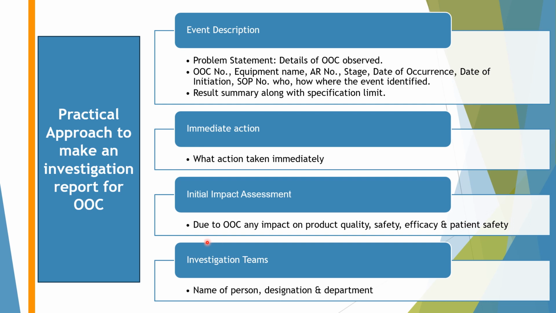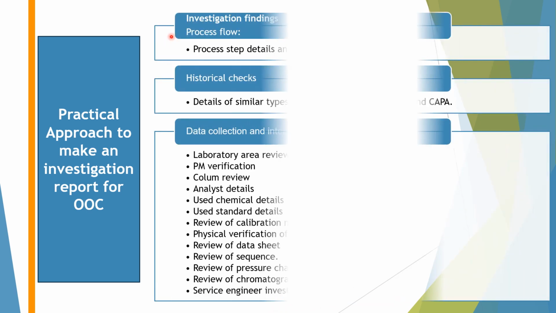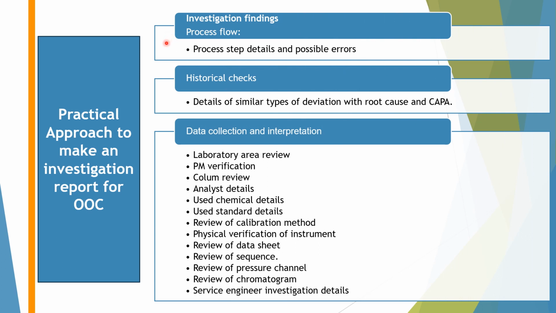Next is the investigation team. Here you need to define the persons involved in the investigation, such as the name of the person, their designation, and their department, right? Such things we need to elaborate. Next is investigation findings. In this, first is the process flow. Here you need to define the process step details and what the possible error could be for the out of calibration result in wavelength accuracy with caffeine, right? Such things you need to elaborate.